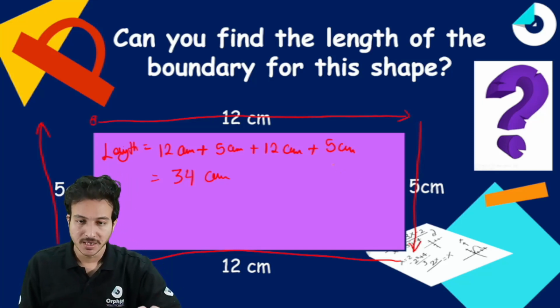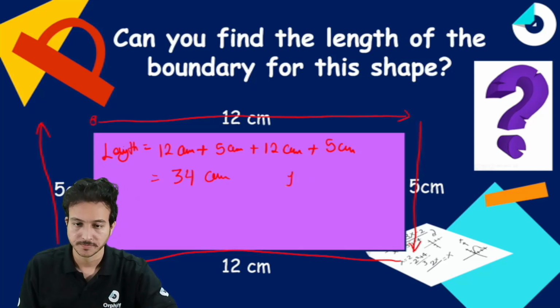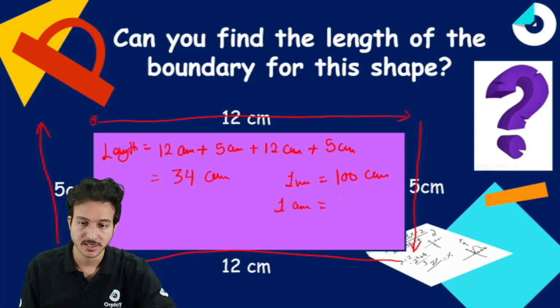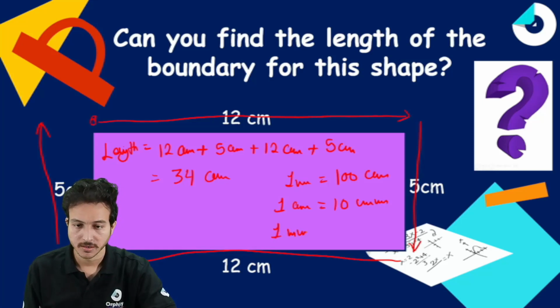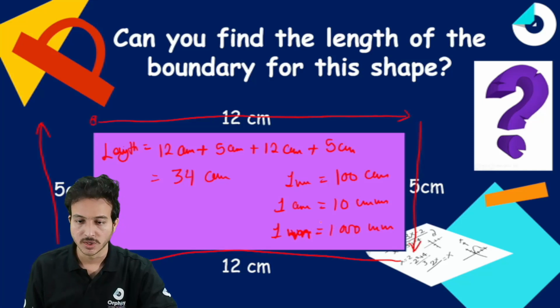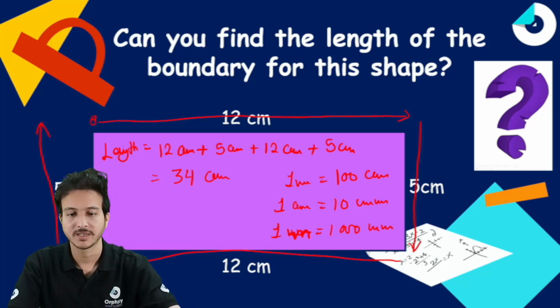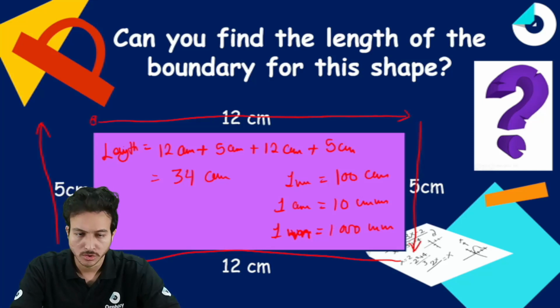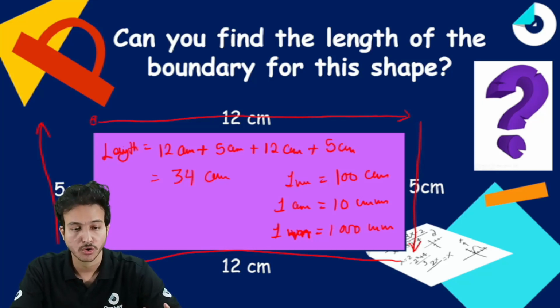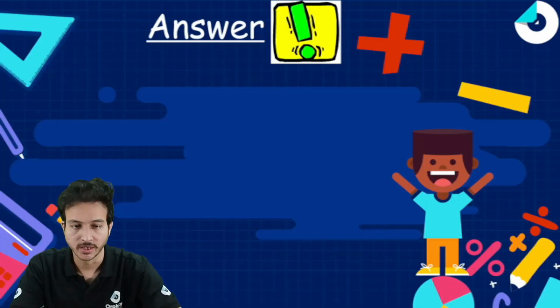Now there is a simple conversion which we all are aware of, that 1 meter is equal to 100 centimeter, and 1 centimeter is equal to 10 millimeter. That means 1 meter is equal to 1000 millimeter. So through this you can convert your unit from one unit to another unit.